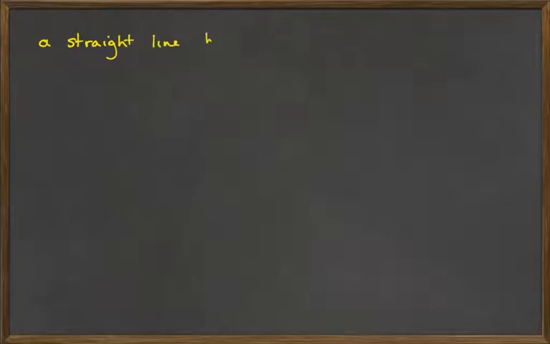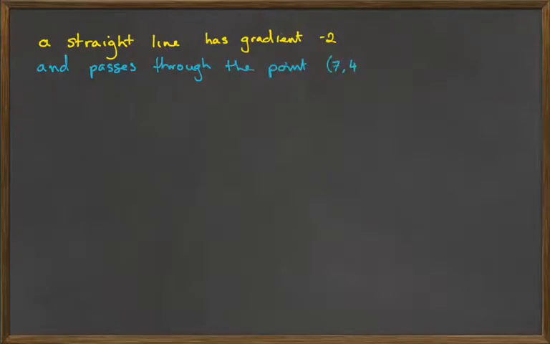We're going to look at this idea: finding the equation of the line given a gradient and a point it passes through. So this is a straight line with gradient 2, and it passes through the point 7, 4. Okay, we don't know the y-intercept, we just know a point on the line. So how do we do that? Maybe pause the video and think for yourself.